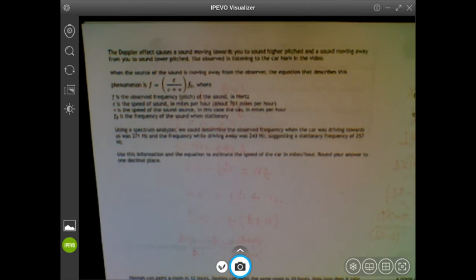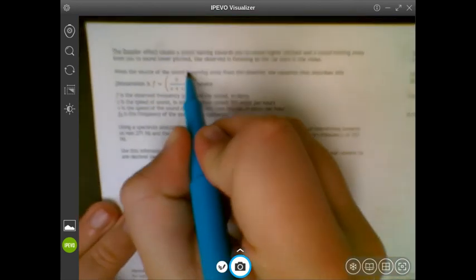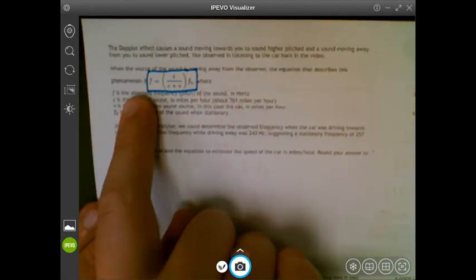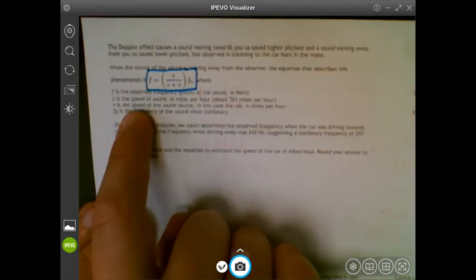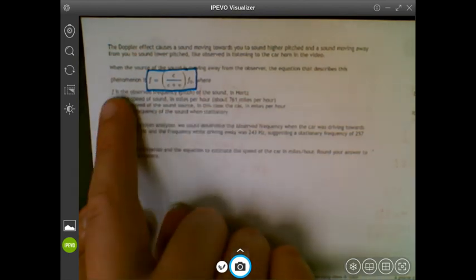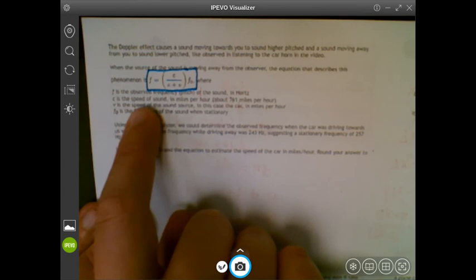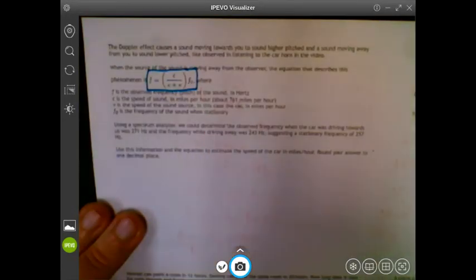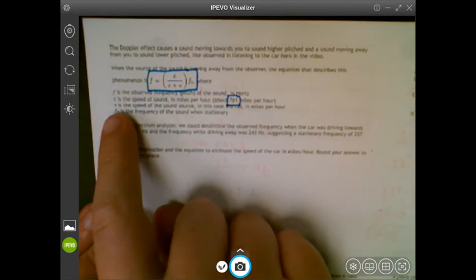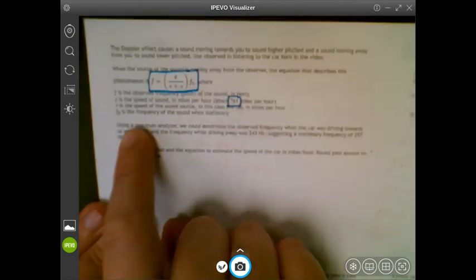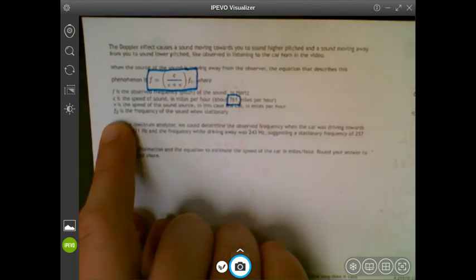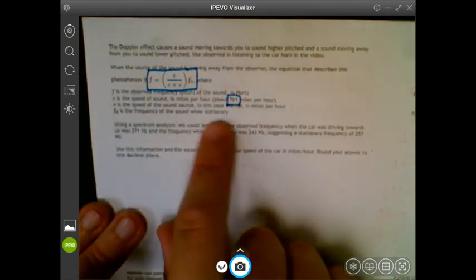There is a formula that they give us, which is going to be super, super helpful. And then what they do here is list literally what all of the variables stand for. So F is the observed frequency, C is the speed of sound, miles per hour. By the way, it tells us the number 761. V is the speed of the sound source. F sub O, that's just another variable because I already used F. Frequency of the sounds when stationary.